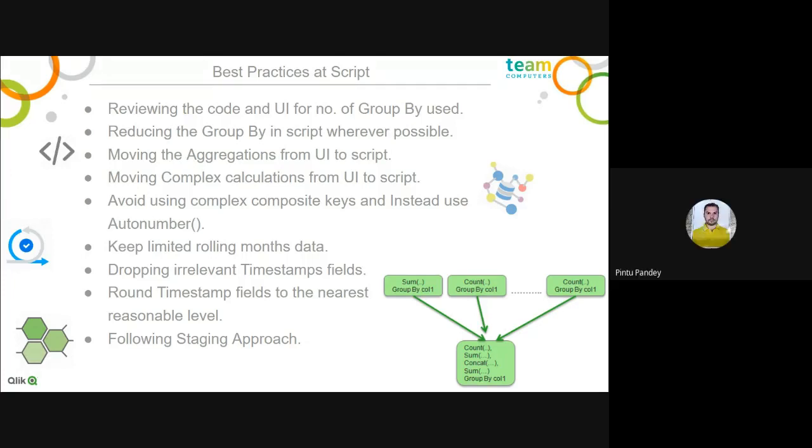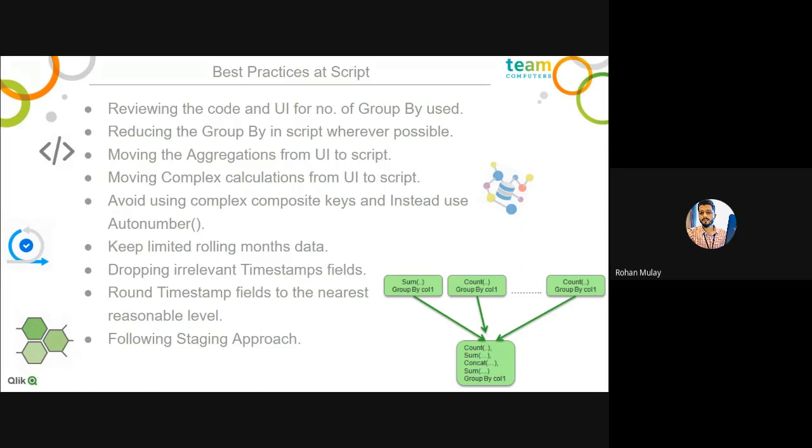Moving on to the scripts, as I said, we have to use fewer group bys. So we'll review the code and UI for the number of group bys used, and try to reduce the group bys wherever possible. Moving the aggregations from UI to script: if you have any sum or count functions used in the front end, we'll try to bring them into the back end and create them all at once. We'll create some flags based on that, and we can use those flags in the front end directly instead of calculations at the front end.